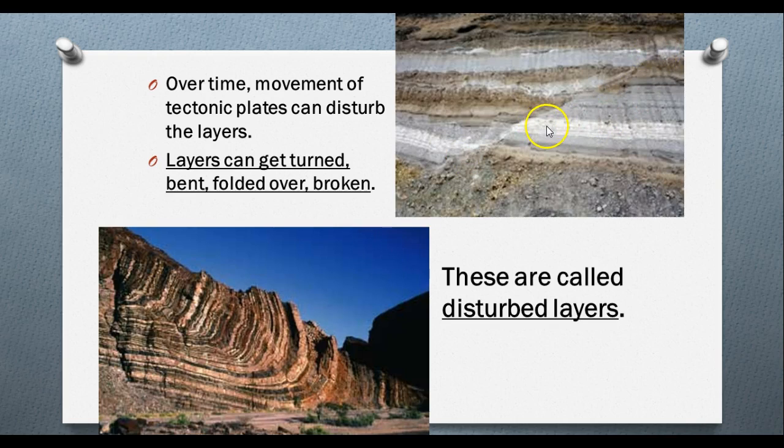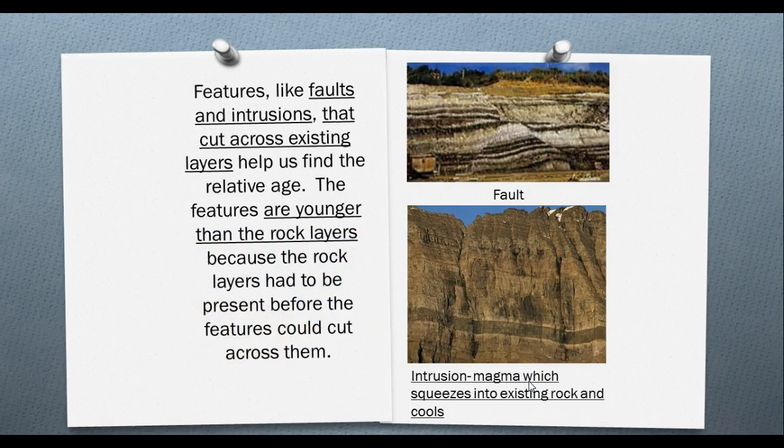So here you can see that when the layers were deposited, they were all deposited in one straight layer. But then, because of tectonic forces acting on the layers, they were broken and separated. So this white layer here that was all one layer has gotten separated by a crack in the Earth's crust.